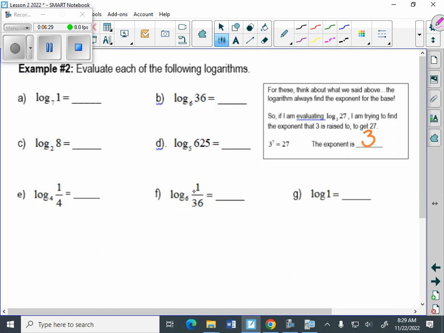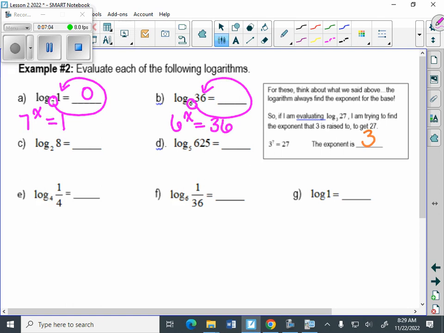So if we take a look at this, start with the 7, our base, curly Q around, then it becomes 7. I'm going to use x for our exponent. 7 to what power equals 1? Well, 7 to the 0 equals 1. Same idea on 6. B, sorry. Curly Q around. This becomes 6 to what power equals 36? Well, 6 times 6 equals 36, so that means that we have 2 for our exponent.